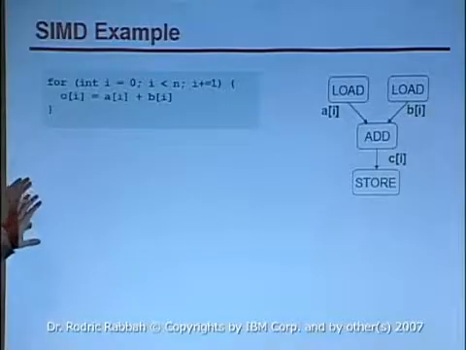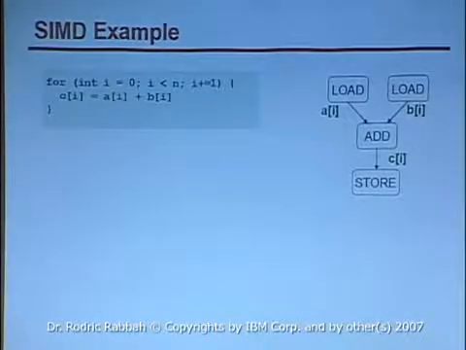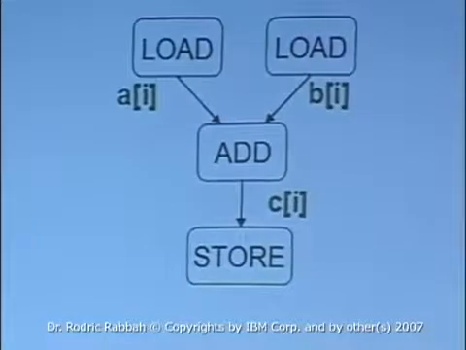Same code, I've just shown a data dependence graph. I've omitted things like the loads, the increment of the loop, and the branch, just focusing on the main computation. So I have 2 loads, one brings A sub I, the other brings B sub I. I do the add, and I get C sub I, and then I can store that. So that might be a generic opcode sequence that you have.